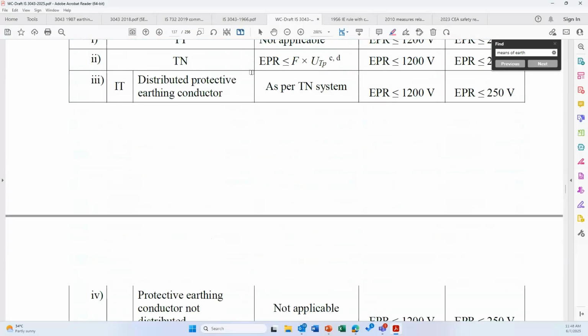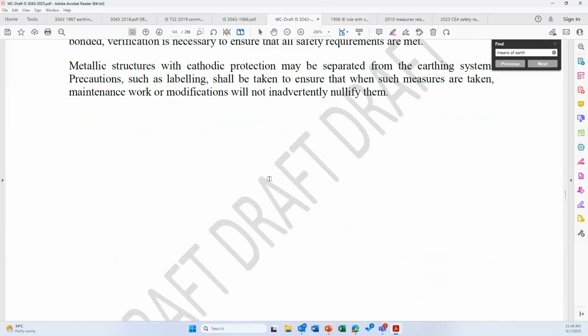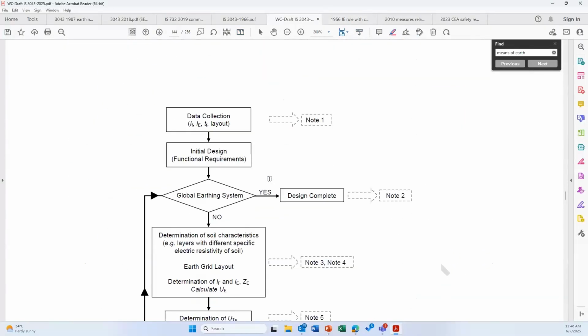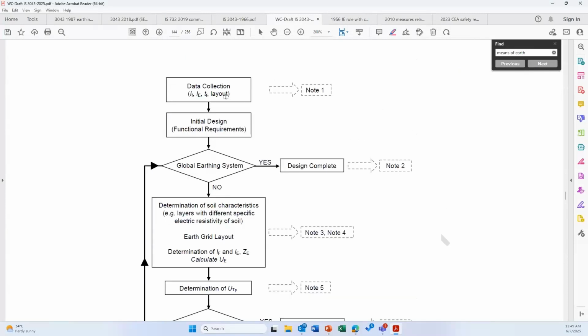Now, if we go to this particular figure, most important, you will be able to find a table on how to make earthing if you have an installation which is more than 1 kV. That means you have an 11 kV supply or 33 kV supply or maybe a transmission or distribution substation or whatever, anything above 1 kV, how you should do it.